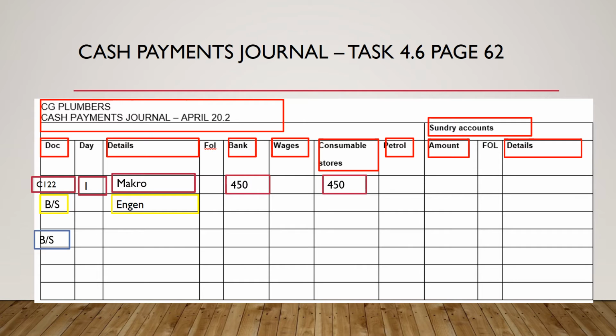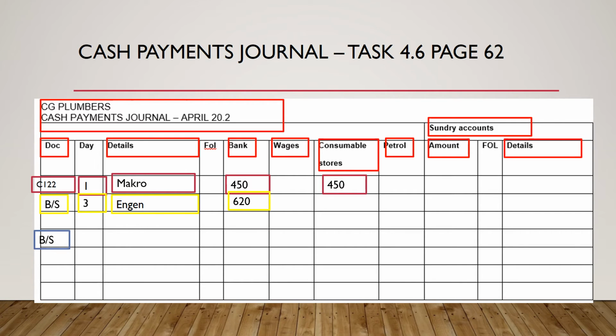On the 3rd, it tells us that we filled the delivery vehicle with petrol at Engen for 620 Rand, and we paid by debit card. So that information we will find on our bank statement. So our source document is bank statement. The transaction occurred on the 3rd of April 2002. We were paying Engen. Therefore, Engen is written in the details.